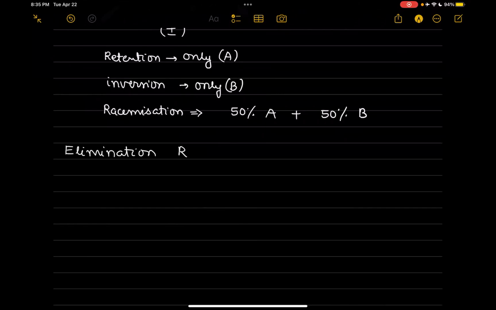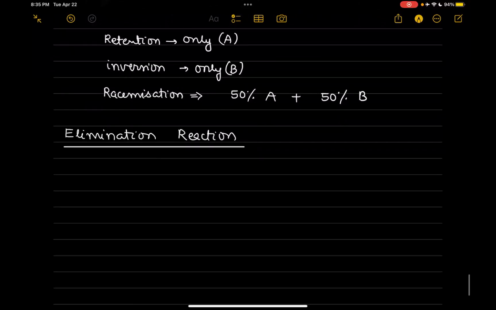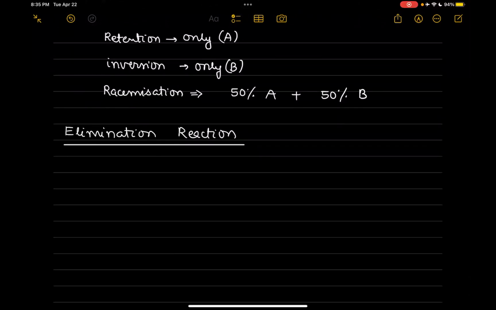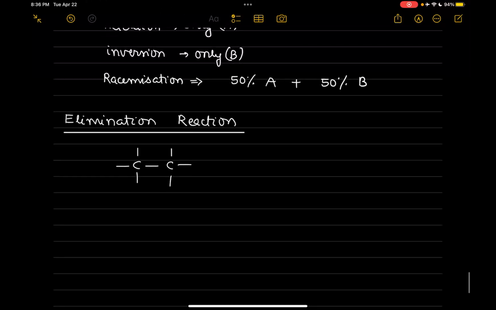What do you mean by elimination reaction? What does this mean? The word is very simple, all of you know it. The removal of a compound, removal of any one group or two groups. Because if you remove one group, so what will happen to the bond?